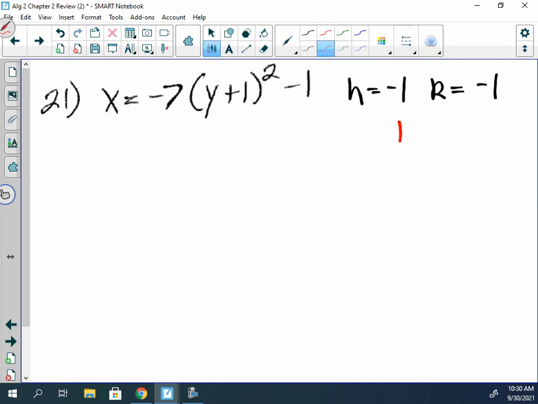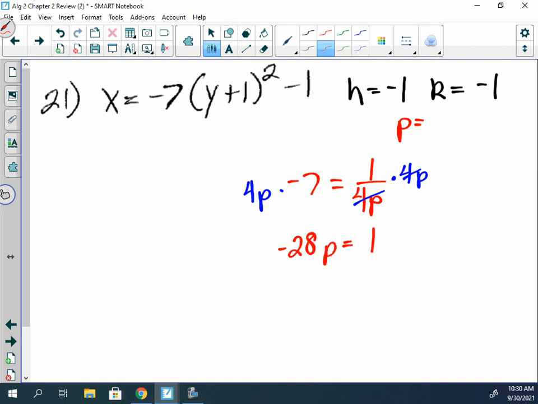Now the only thing we're missing is P. But where would the P value show up? The negative 7. So we can say negative 7 equals 4P. And the first thing we can do is multiply both sides by. These would cancel, telling me that negative 28P equals, then we would divide both sides by negative 28, which tells me that P is equal to negative 1/28.